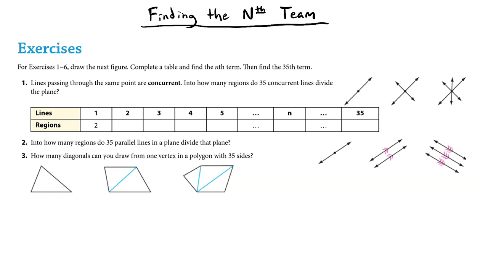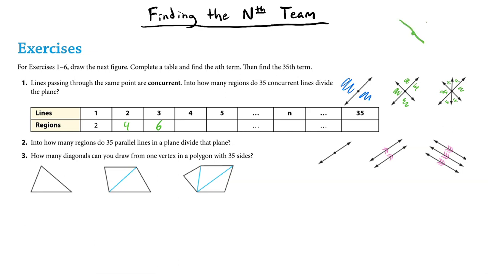So given lines passing through the same point, called concurrent, into how many regions do 35 concurrent lines divide the plane? Okay, well, let's look. If there's one line, it divides the plane into two spaces. If it's two intersecting lines, it divides it into four. So I'm going to write 4. And if there are 3 lines, it's 1, 2, 3, 4, 5, 6. Okay, let's try the next one.